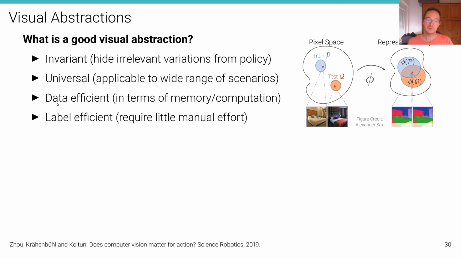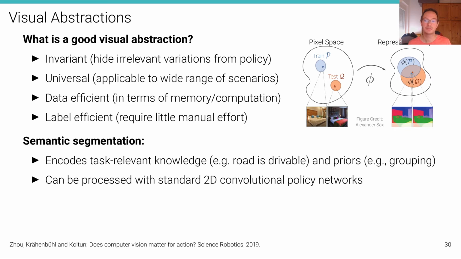It should also be data efficient, of course. It should not require too much memory and computation in order to be produced. And it should be label efficient. It should require comparably little manual effort in order to generate the annotations that are required for training the perception stack that predicts the intermediate representation. And that's an aspect that we have been looking into in recent work.